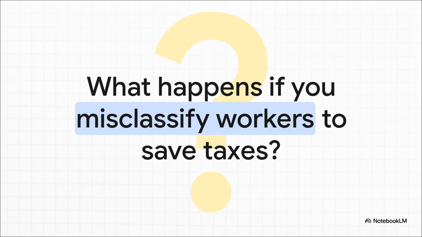So, let's play out a scenario. What happens if a company decides, hey, let's just classify this worker as a contractor to save on payroll taxes, or maybe the worker even asked to be a contractor to get a higher hourly rate? Well, let's say 3 years down the line, an auditor comes knocking. They look under the hood and uncover that convenience-based decision. The result? A catastrophic wave of retroactive penalties, stretching all the way back to day one.